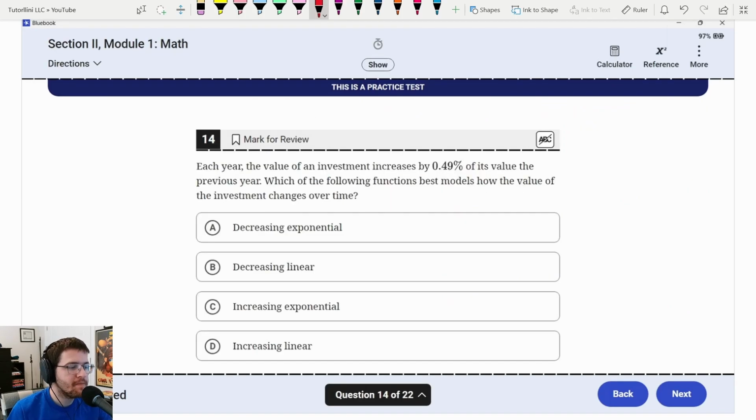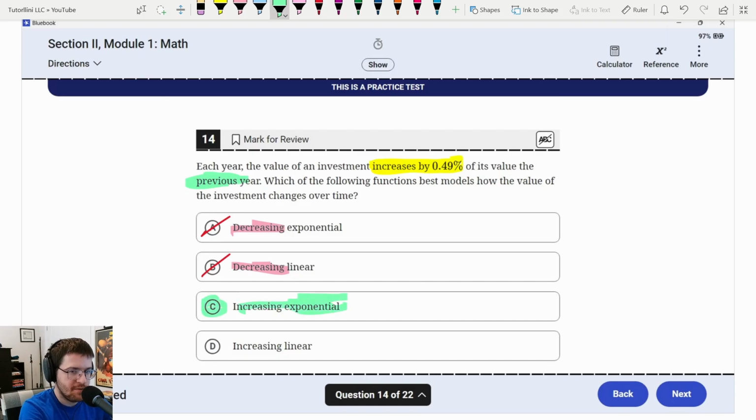Okay, question 14. So first of all, I notice it says increases. So right away, the ones that say decreasing, those are wrong. So it's between C and D, and there's a trap answer that everyone tends to pick, and I'll tell you why. So the key phrase here is it says increases by 49%, and then it says of its value the previous year. So that is an exponential function. So the answer is C.